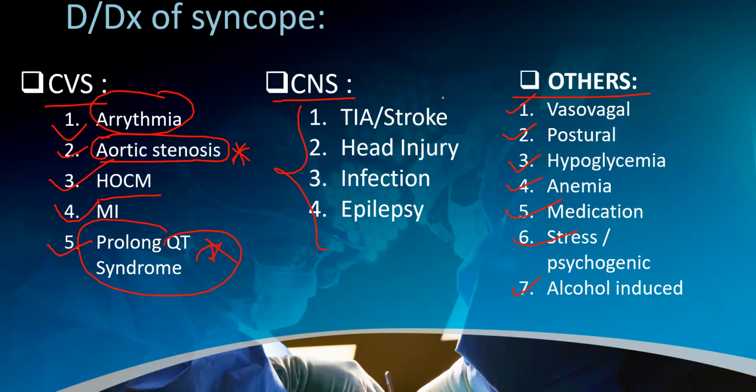I haven't seen CNS-related causes coming with syncope any time. Vasovagal syncope is very common. Postural hypotension is important. Then sometimes a recurrent fall also comes, so we will discuss that as well. So these are actually arrhythmia, prolonged QT syndrome, aortic stenosis, vasovagal, postural. These four or five cases are most important in this cluster.